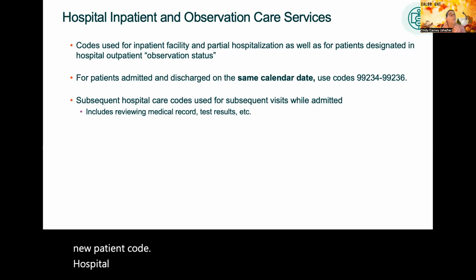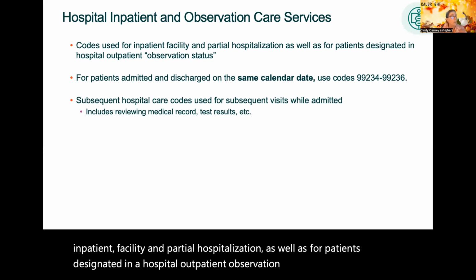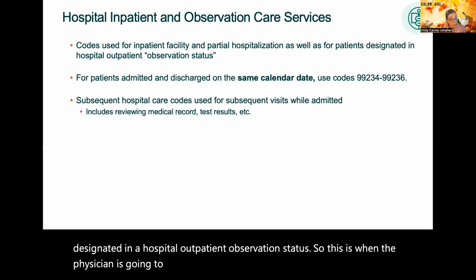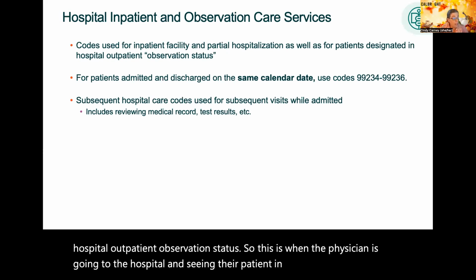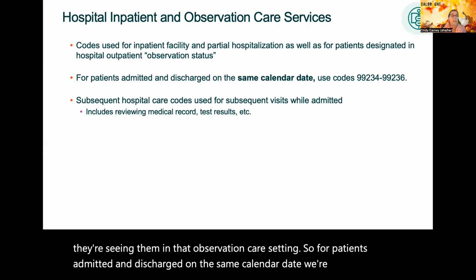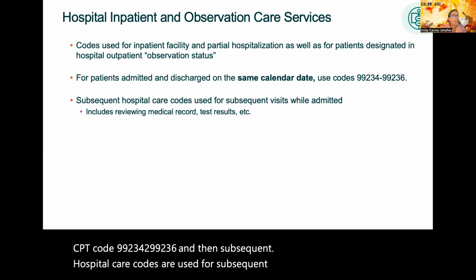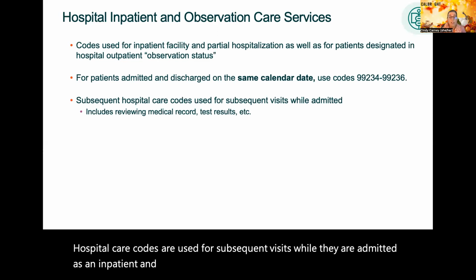Hospital inpatient and observation care. These codes are used for inpatient facility and partial hospitalization, as well as for patients designated in a hospital outpatient observation status. So this is when the physician is going to the hospital and seeing their patient in the hospital setting, or they're seeing them in that observation care setting. So for patients admitted and discharged on the same calendar date, we're going to use CPT code 99234 to 99236, and then subsequent hospital care codes are used for subsequent visits while they are admitted as an inpatient. And these visits include the physician coming in, reviewing medical record, test results, etc.